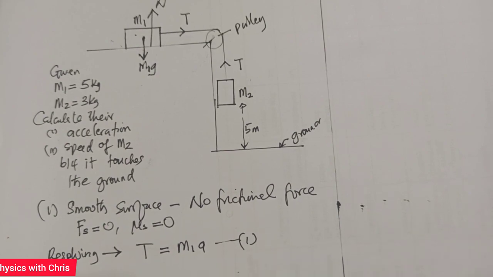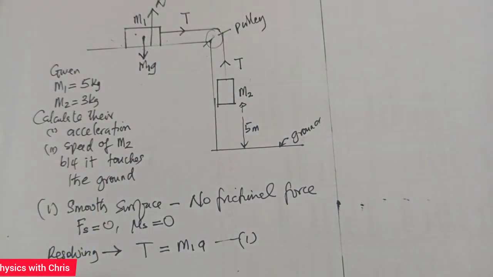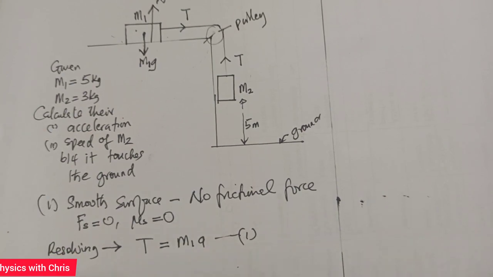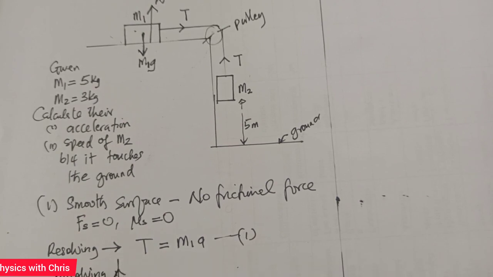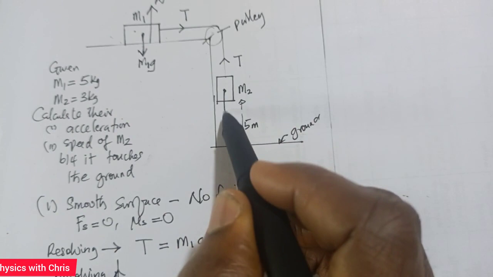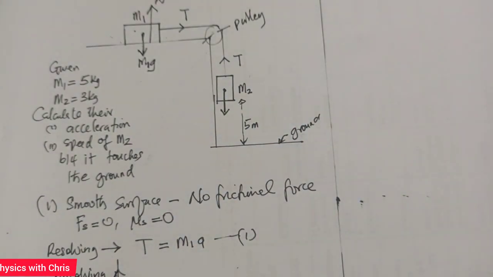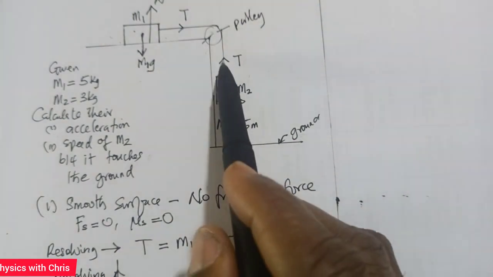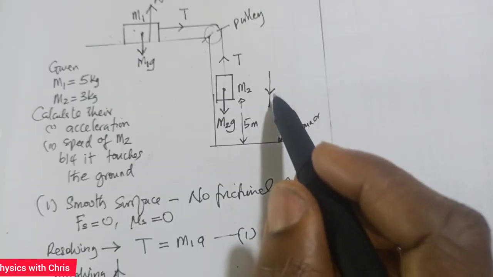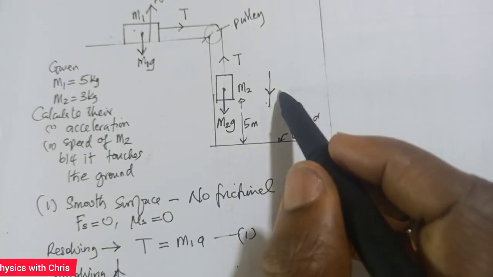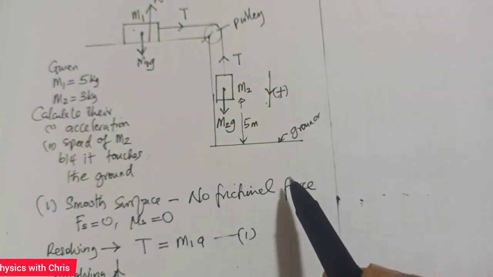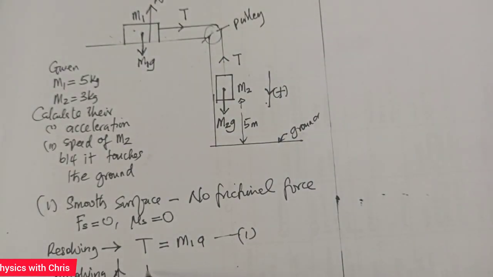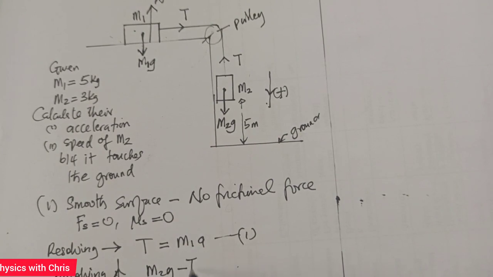T equals M1a. Why is this so? Because that's the only force acting in the direction of motion when there's no frictional force acting. Then resolving vertically, let me include the other forces acting on M2. One is the weight of M2, and the second is the tension, which opposes the motion of M2. If the downward direction is taken as positive, any force acting upward will be taken as negative. Therefore, I have M2g minus the tension T equals M2a, equation 2.